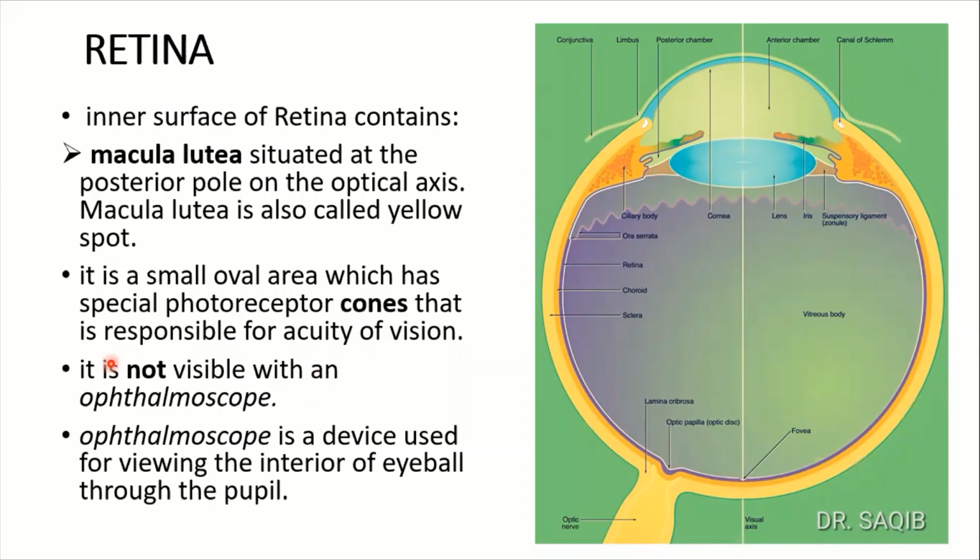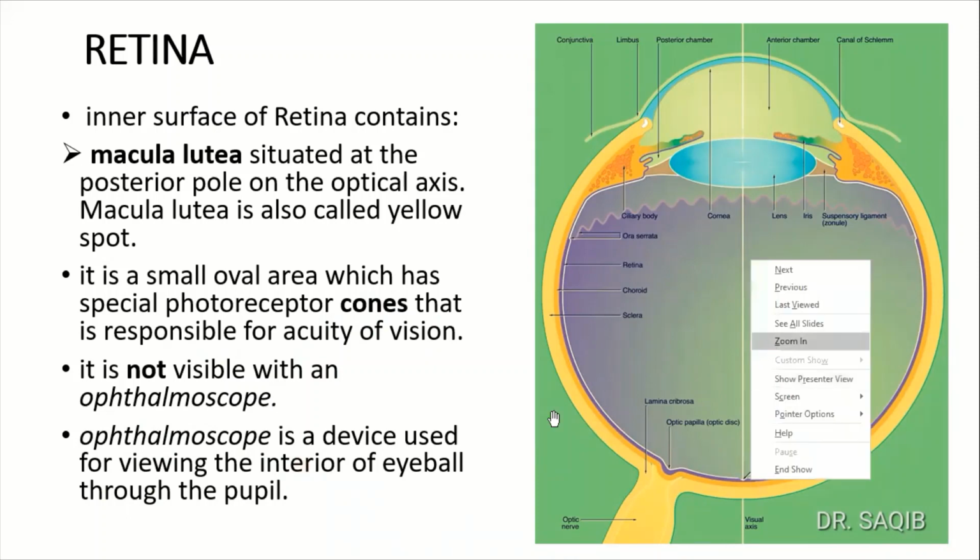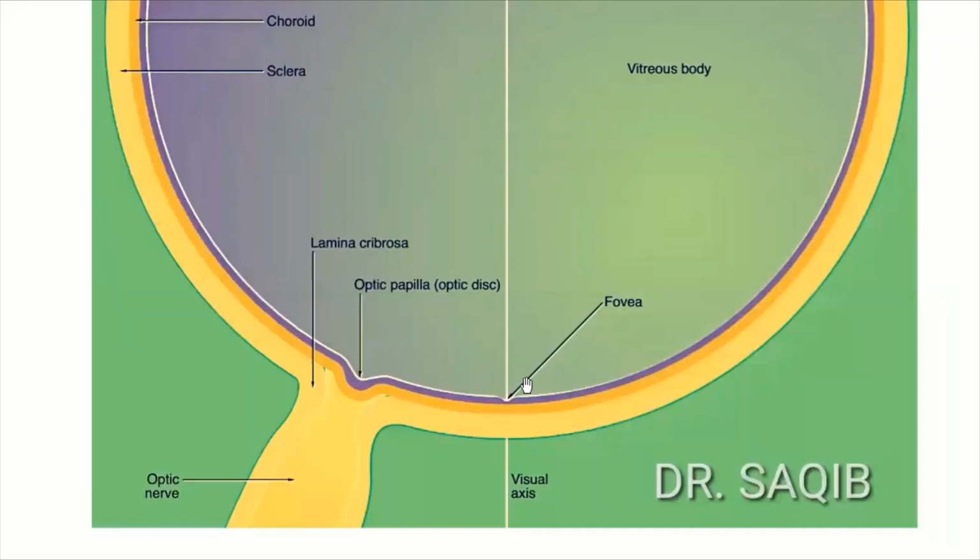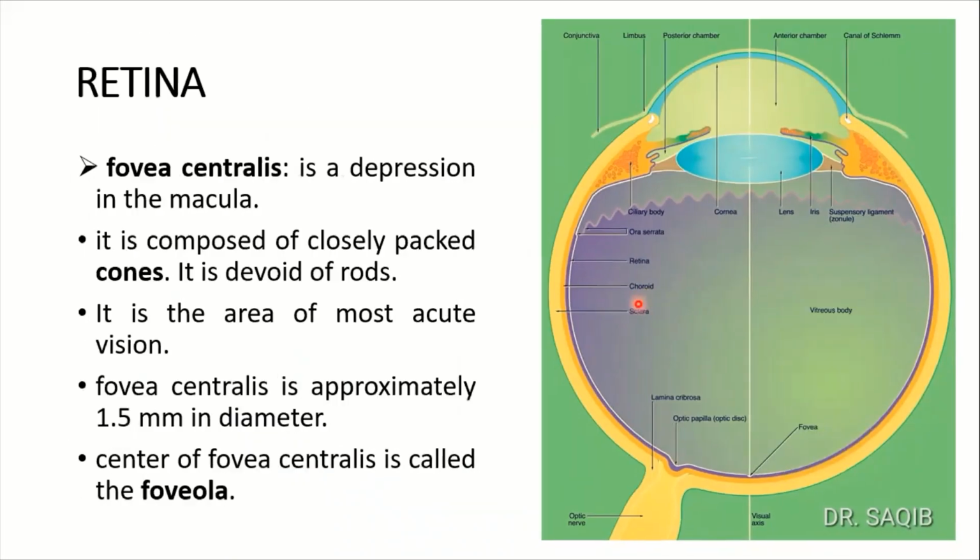It is not visible with an ophthalmoscope. An ophthalmoscope is a device used to view the interior of the eyeball through the pupil. I should enlarge that. The macula isn't labeled here. This should be the yellow spot, and its center contains a depression called the fovea, the fovea centralis. It's a depression in the macula.